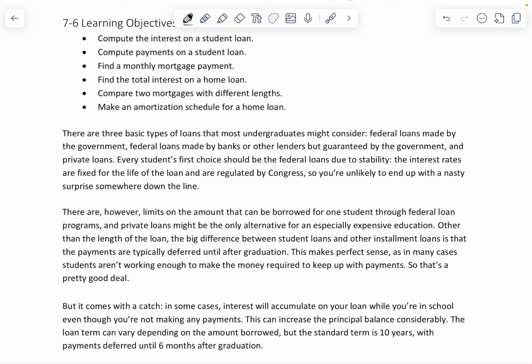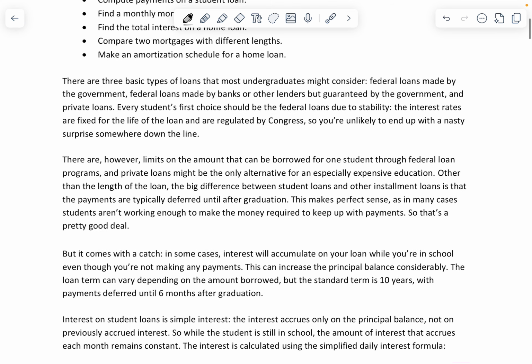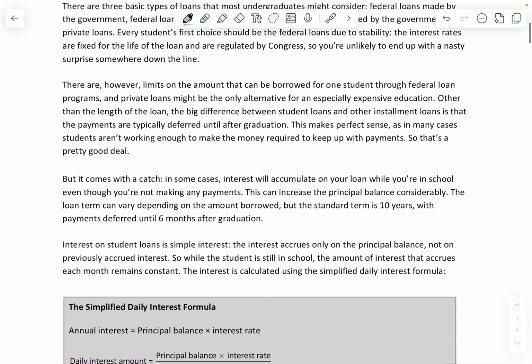The loan term can vary depending on the amount borrowed, but the standard term is 10 years with payments deferred until 6 months after graduation, to give you some time to find a job after you graduate. Interest on student loans is simple interest. The interest accrues only on the principal balance, not on previously accrued interest. So while the student is still in school, the amount of interest that accrues each month remains constant. The interest is calculated using the simplified daily interest formula.